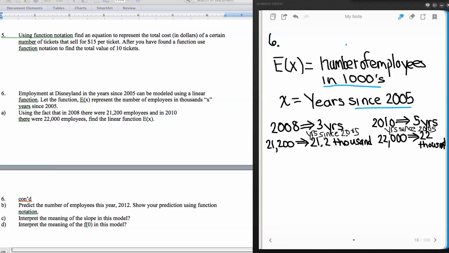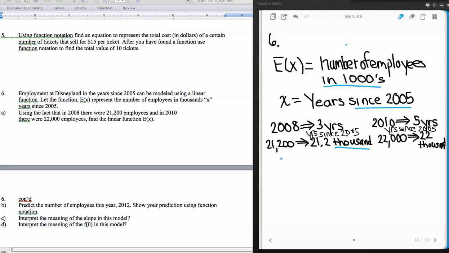We're given the information in part A that in 2008 there were 21,200 employees, and in 2010 there were 22,000 employees. This means that in 2008 it was 3 years since 2005, and 21,200 is 21.2 thousand, right? The units being in thousands. And 2010, that's 5 years since 2005. And 22,000 means 22 thousand.